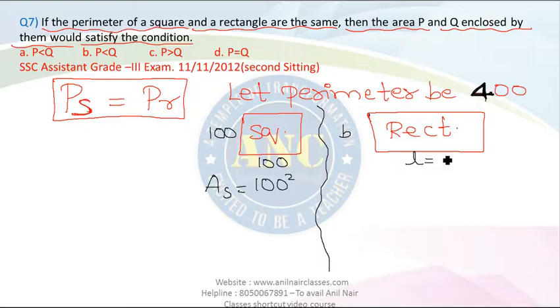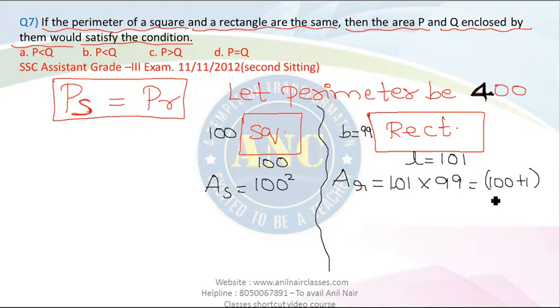Now let me take it like this. 200 means length can be 101, breadth can be 99. If length is 101 and breadth is 99, area of the rectangle is 101 into 99. 101 into 99 is nothing but (100 plus 1) into (100 minus 1). A plus B into A minus B is A square minus B square. So 100 square minus 1 square. 100 square is 1 followed by 4 zeros, minus 1. So 10,000 minus 1 is 9999. Here the area of the square is 10,000.